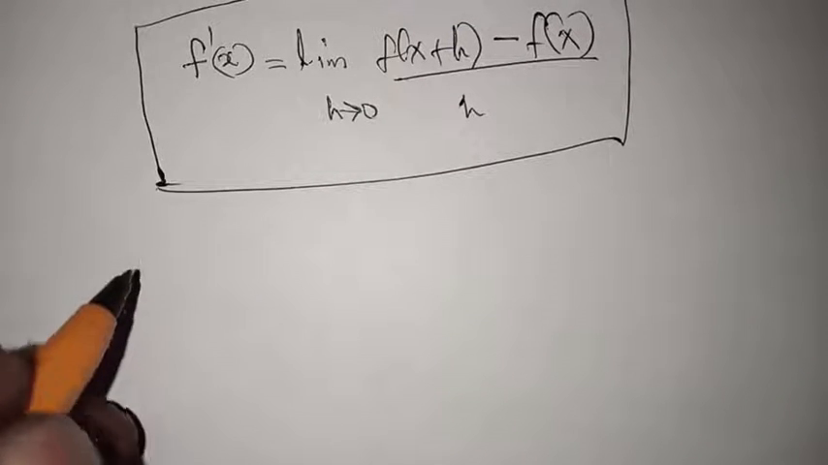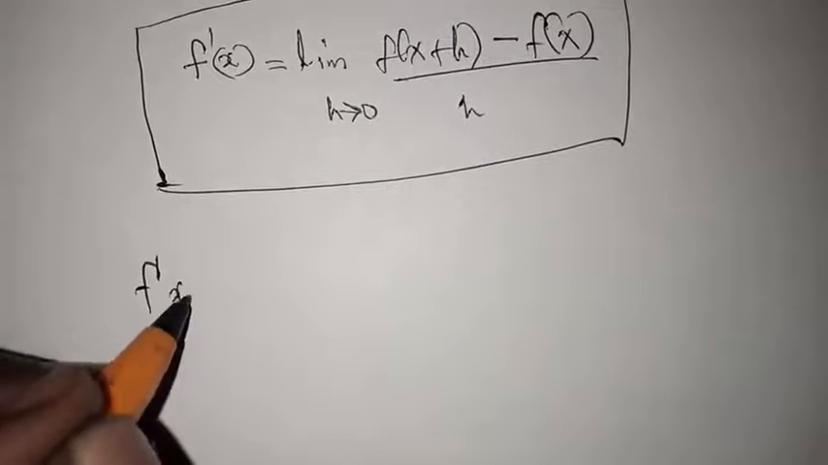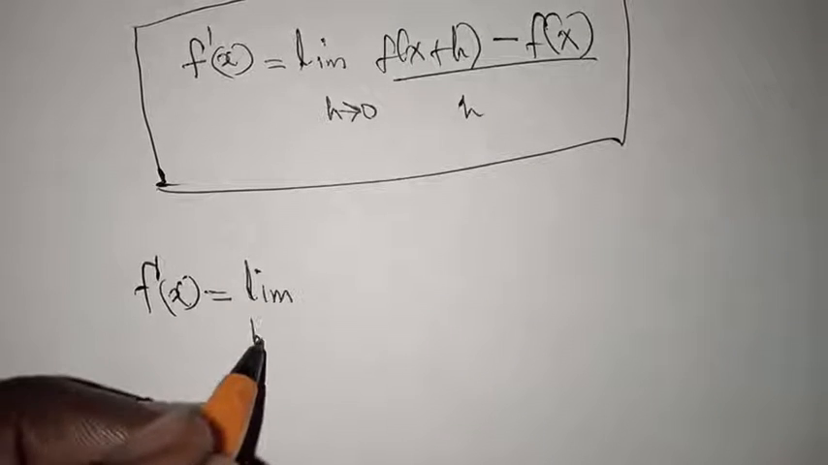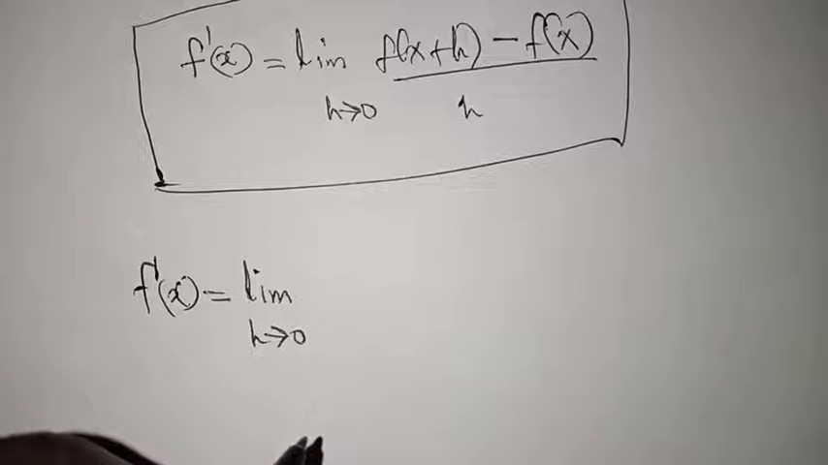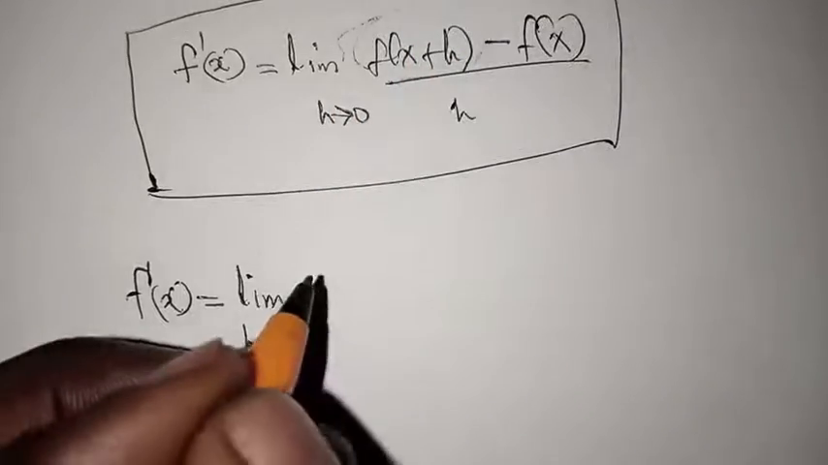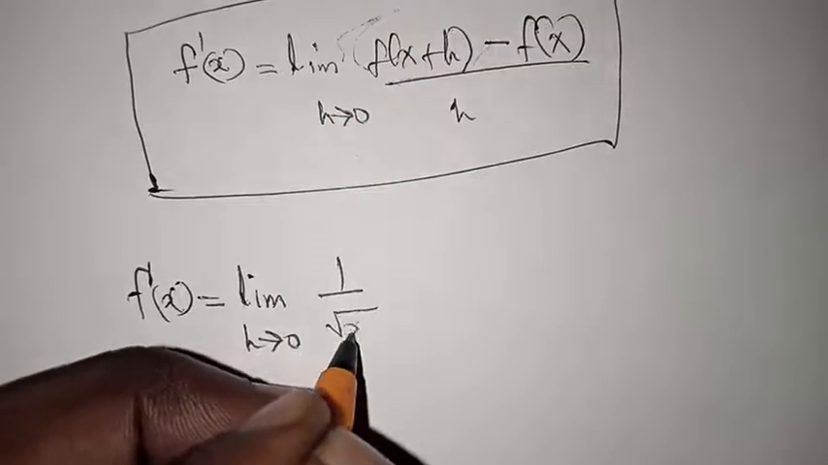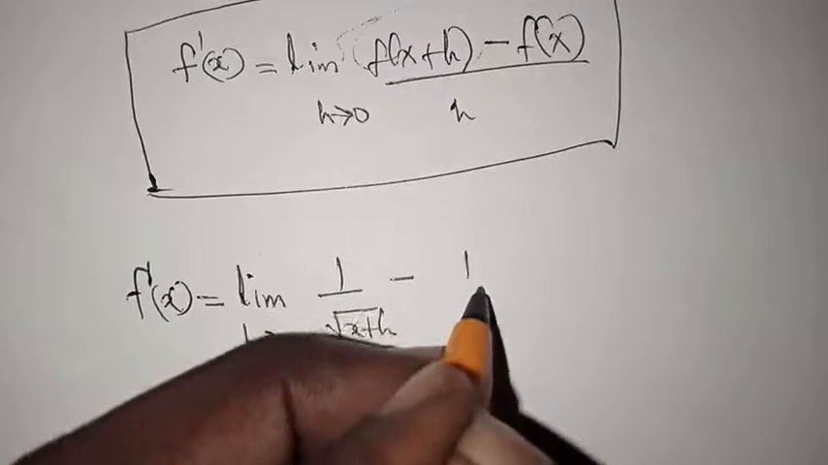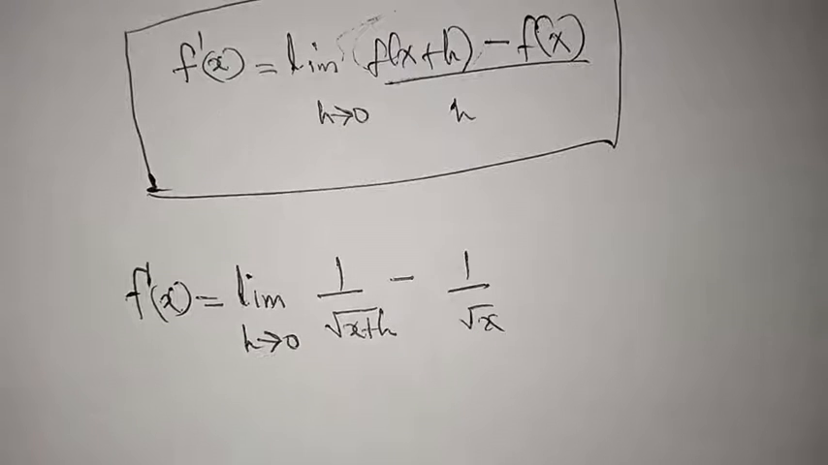Now, first to find the derivative, we're simply going to say f prime of x is equal to the limit as h approaches 0. Since our function is 1 over the square root of x, wherever there is x, we're going to put x plus h to substitute. So this will give us something like 1 over square root of x plus h, then minus 1 over square root of x, that's the original function, divided by h.